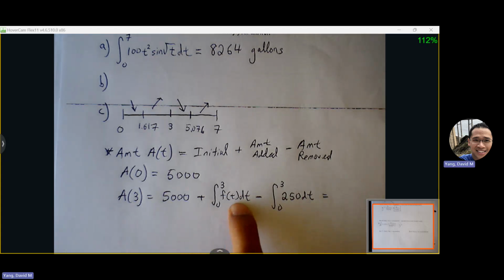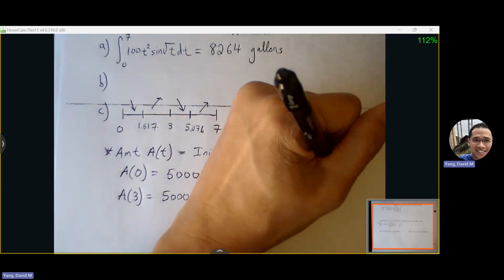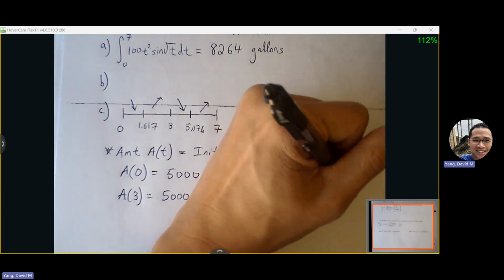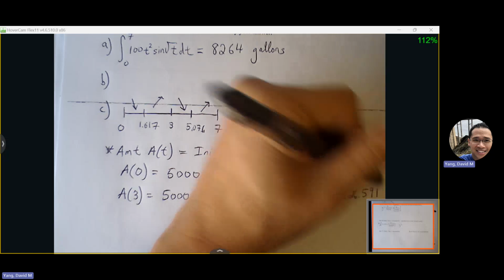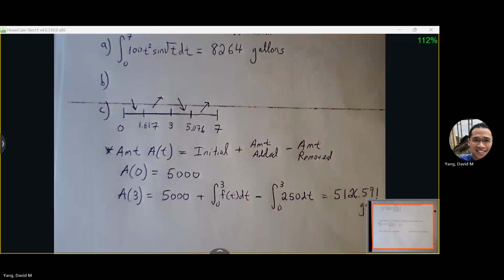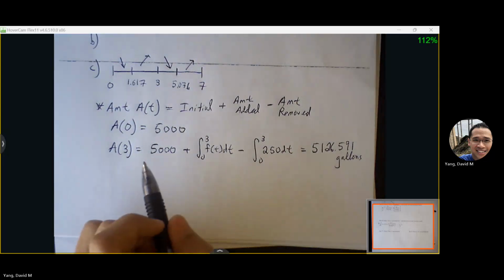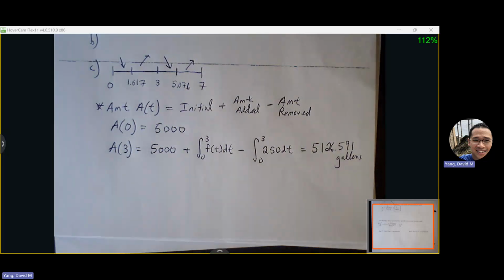So this can go in my calculator. Both these can go in my calculator. I add this together, I get 5126.59. Any questions with how I set that up, AF3?